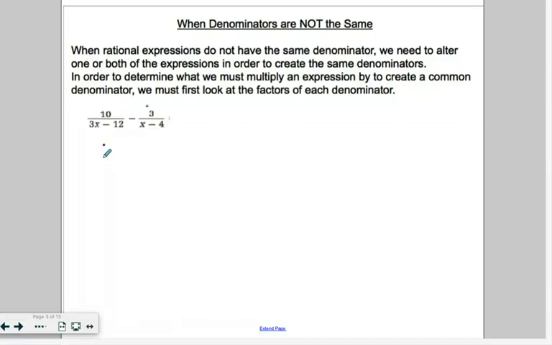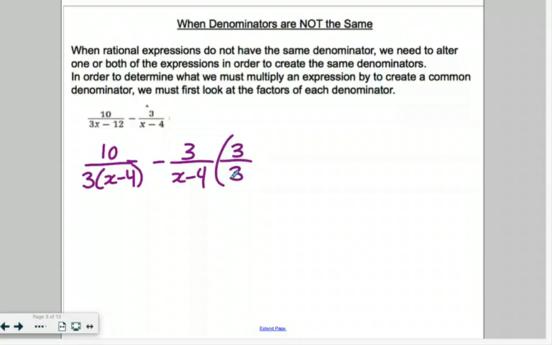But if we were to factor that first denominator, we can factor out the 3, and it becomes 3 times x minus 4, right? And then we're subtracting 3 over x minus 4. We should be able to see here that 3 times x minus 4 is just 3 times x minus 4. Right, so we can multiply just this second fraction by that clever form of 1 of 3 over 3. So the first fraction can remain unchanged as 10 over 3 times x minus 4.